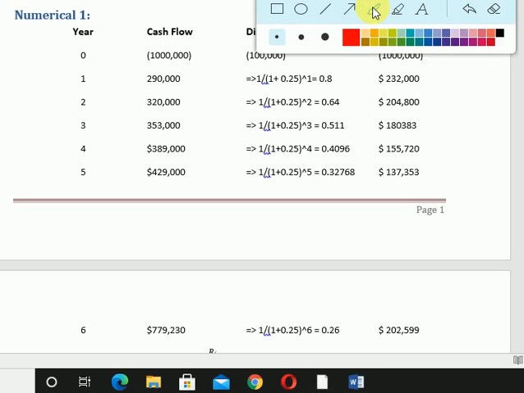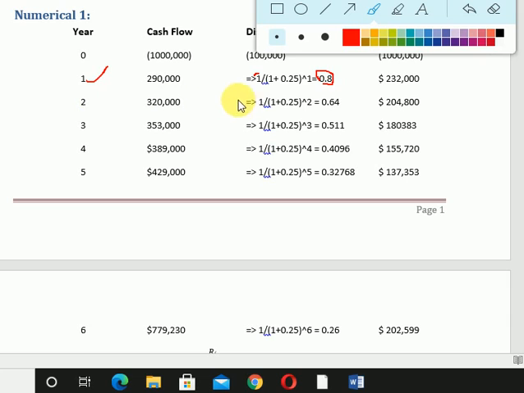Look here now, 1 divided by 1 plus I. So I is 25%, which is 0.25, raised to the power n. Here n is 1, the number of time periods, year 1. So 1 divided by 1 plus 0.25 raised to the power 1 is equal to 0.08.